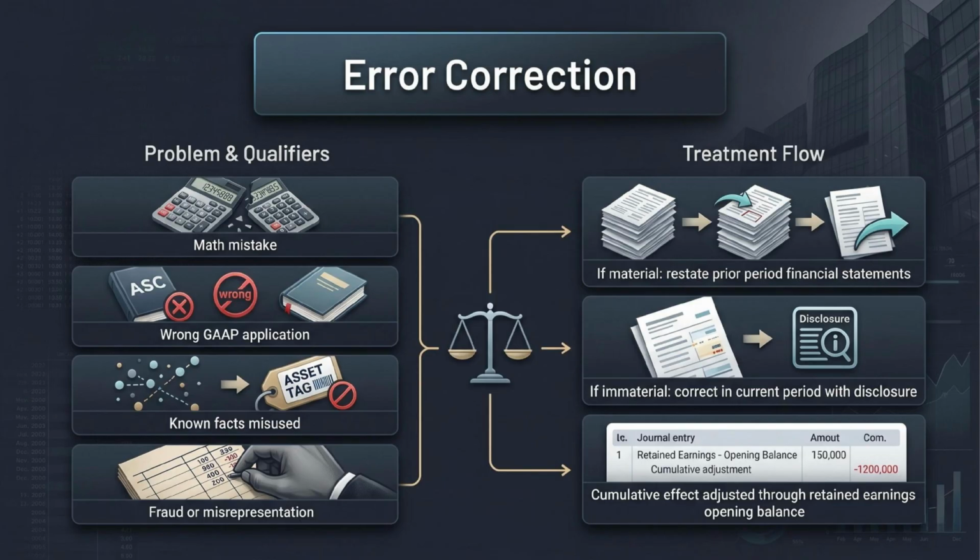For example, if River Manufacturing used the wrong depreciation formula, even though cost, salvage value, and useful life data were already in the records, that points to an error. This is not a new estimate, it is a prior period reporting failure. If the error is material, the affected prior period statements may need restatement with clear disclosure to users.